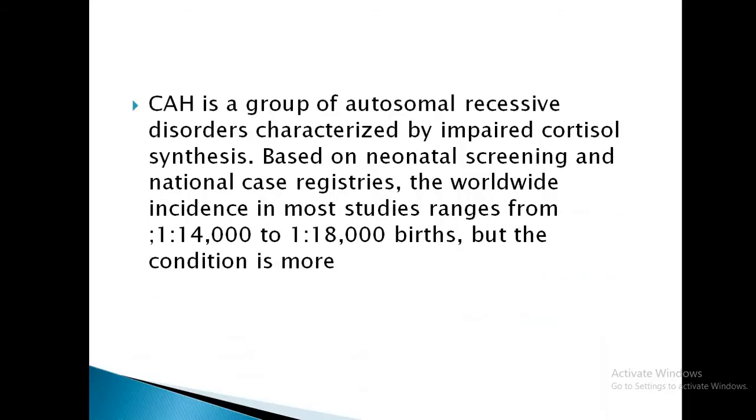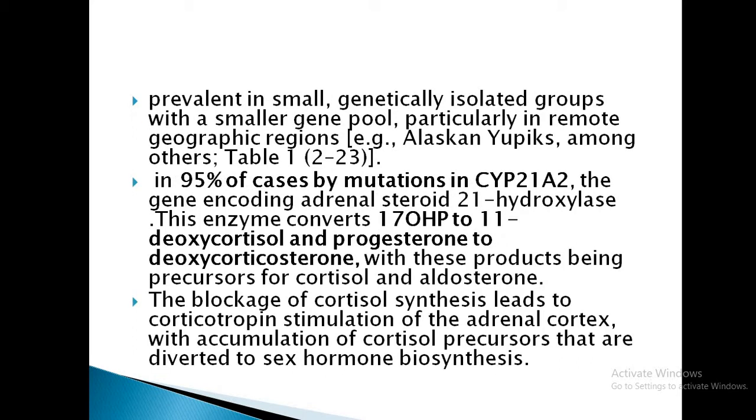So CAH is a group of autosomal recessive disorders characterized by impaired cortisol synthesis. So it's autosomal recessive, it has got impaired cortisol synthesis. So worldwide incidence is between 1:14,000 and 1:18,000. It is more prevalent in genetically isolated groups like Alaskan Yupiks, etc. In 95% of cases, this is very important, mutations in CYP21A2 are the most important.